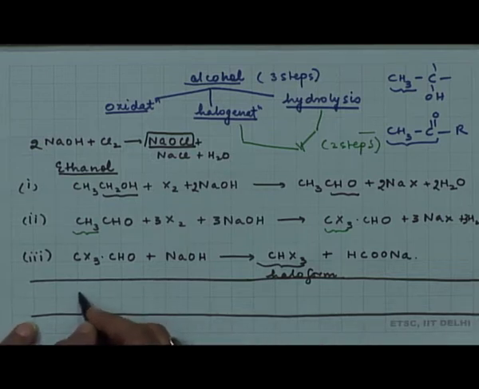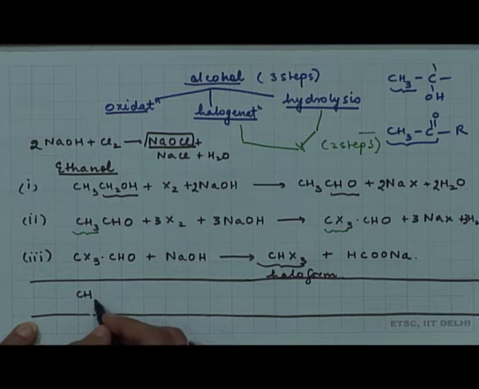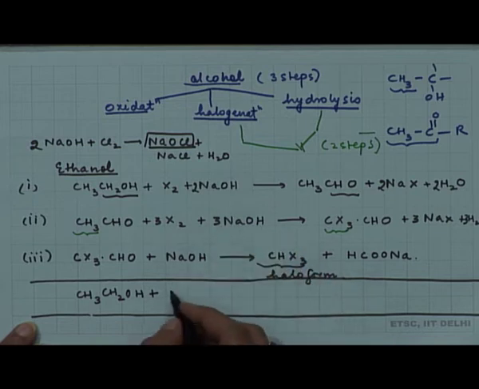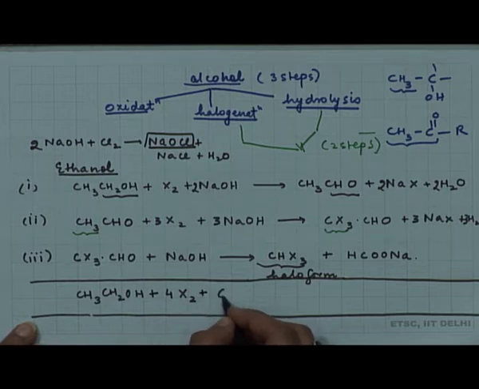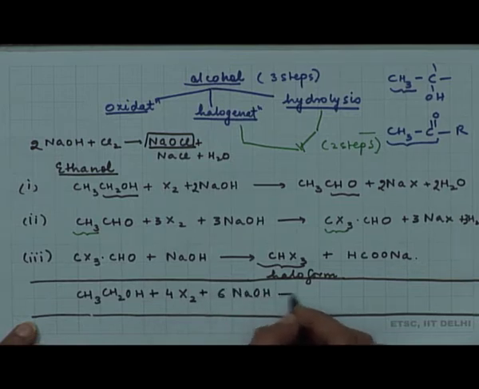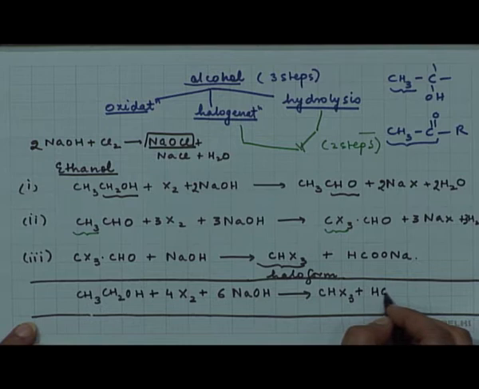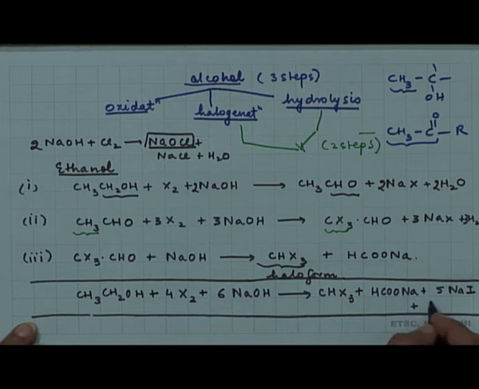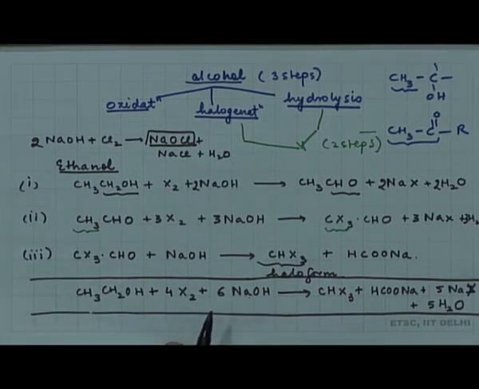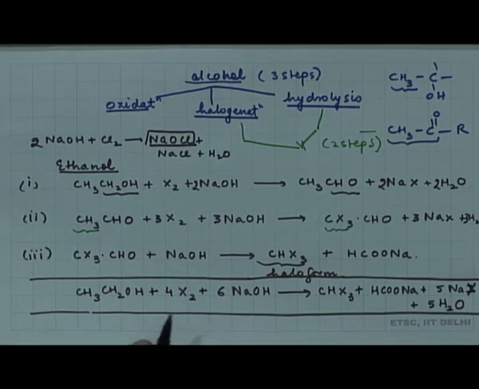So, my overall equation for an alcohol haloform reaction becomes that 1 molecule of alcohol will react with 4 molecules of the halogen and 6 molecules of NaOH to yield the corresponding 1 mole of haloform, sodium formate, 5 moles of sodium halide, and 5 moles of water. So, this is the overall balanced equation for a haloform reaction involving an alcohol.